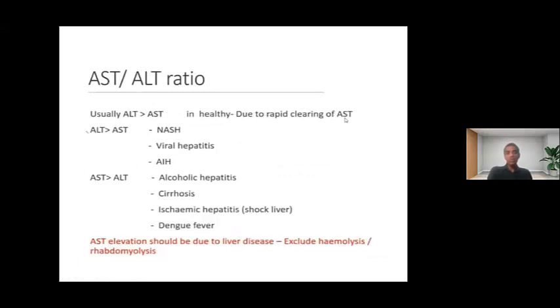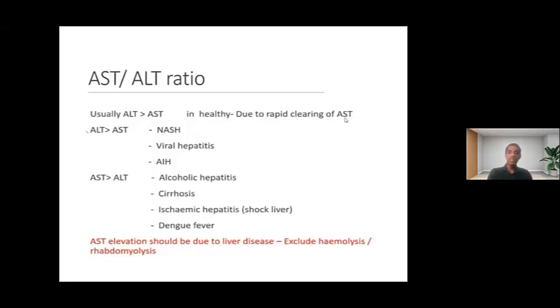So usually ALT is more than AST because of rapid clearing of AST. So what are the conditions where you will see ALT more than AST? Mainly the common conditions are non-alcoholic steatohepatitis, so it's always ALT more than AST. In viral hepatitis, again the reason is the same, and autoimmune hepatitis.